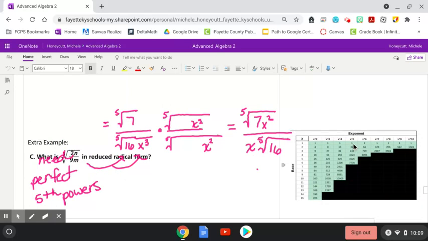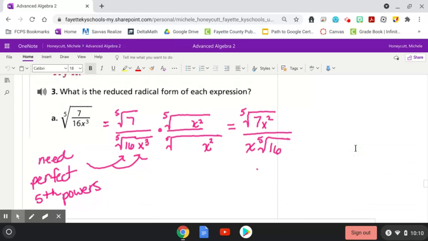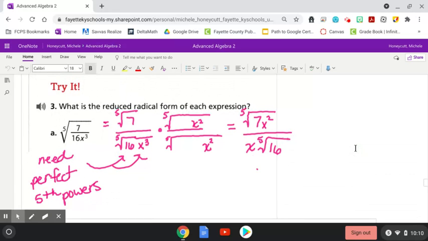Fifth powers are right here. So you can't multiply 16 to get 1. But I can multiply 16 by a number to get 32. 16 times 2 is 32. So now I'm going to multiply by the fifth root of 2 times the fifth root of 2, which will give me the fifth root. I can multiply what's inside.